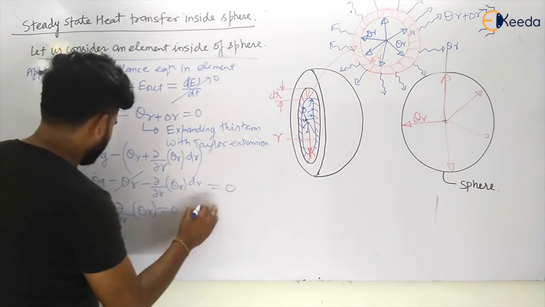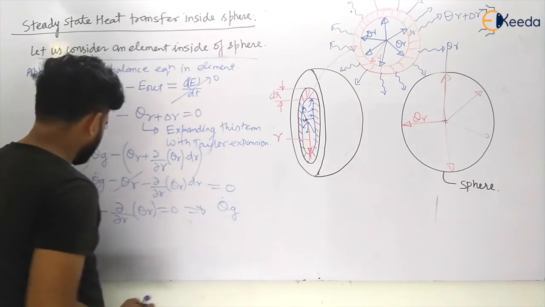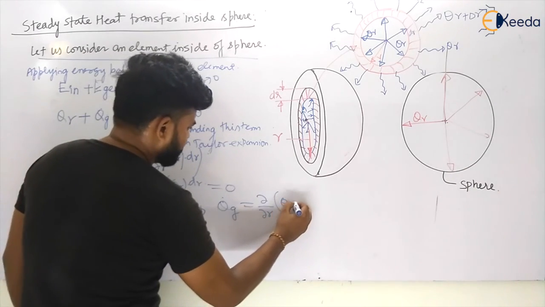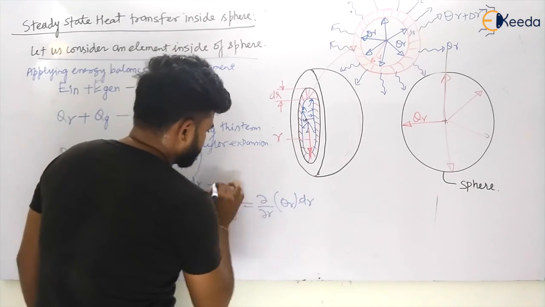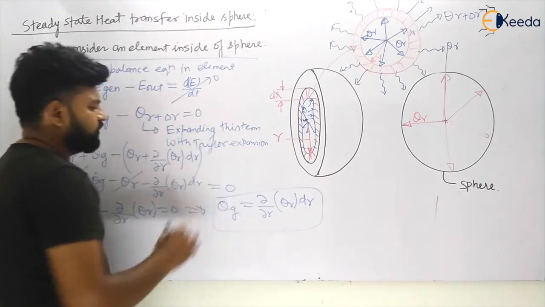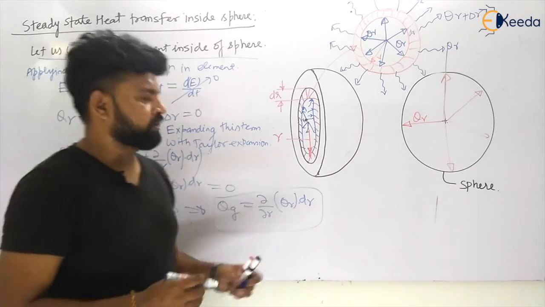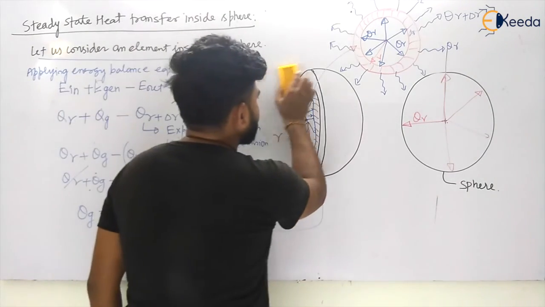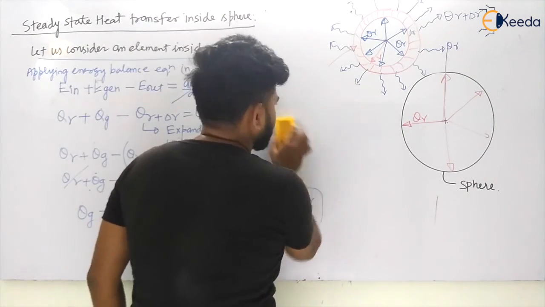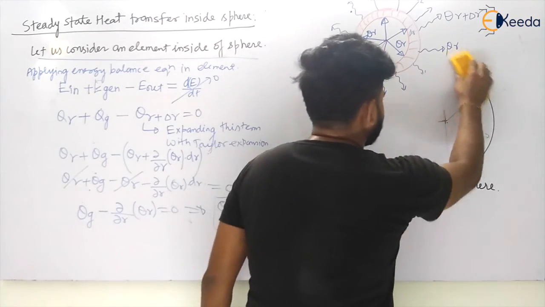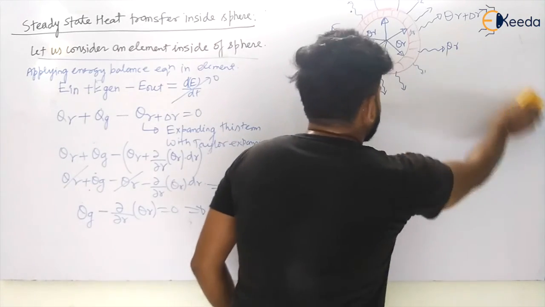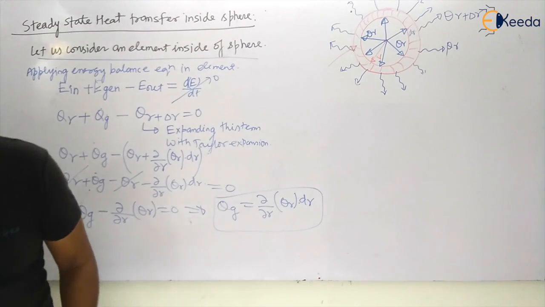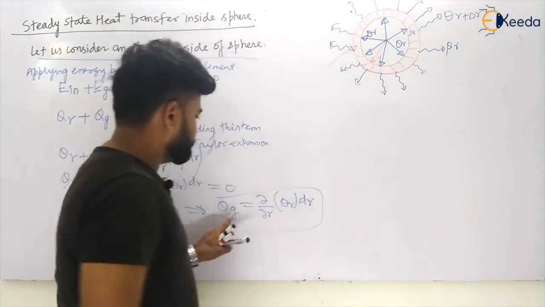So I can write finally Q generated, that is heat generated, is equal to del by del R of QR into dr. So let us put all the values of Qg and Qr. Let me remove this. I hope you have understood all this. Okay, so I am putting the values of Qg and Qr.